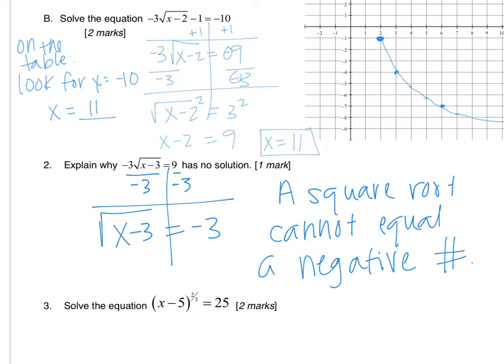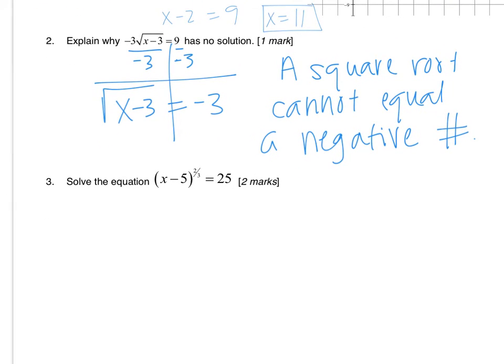So just a sentence about something like that is what you'll need for the test. Just somehow explain, why is this an issue? Why don't we want the square root to equal a negative?